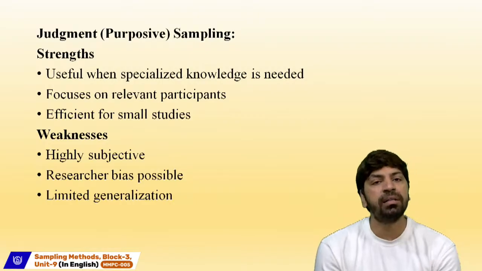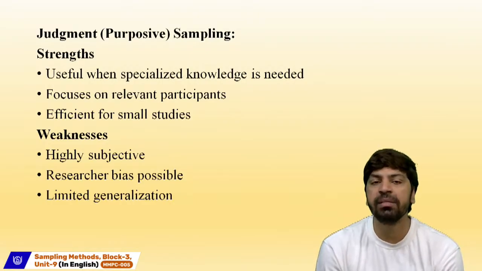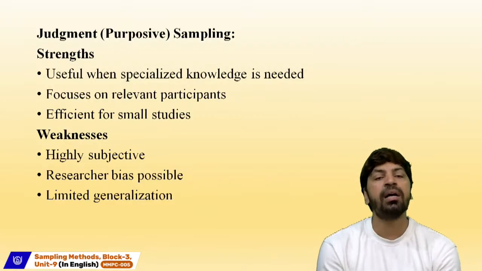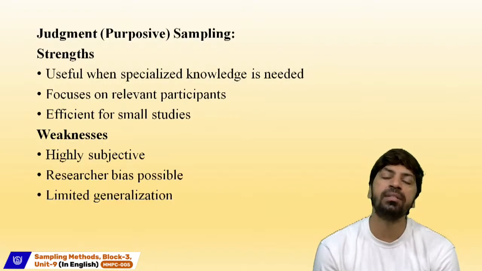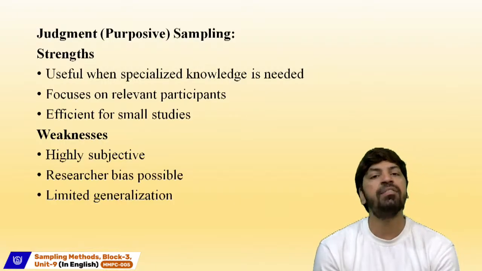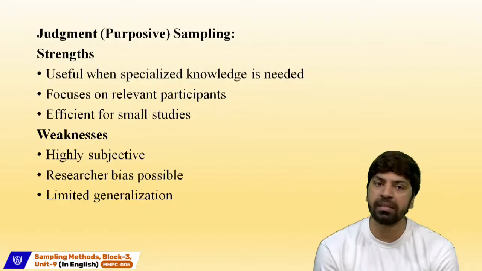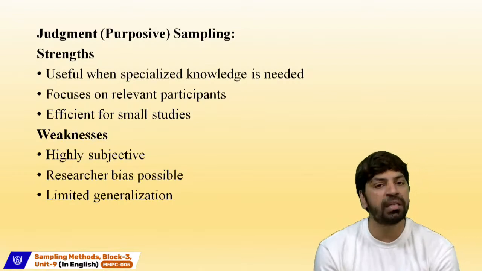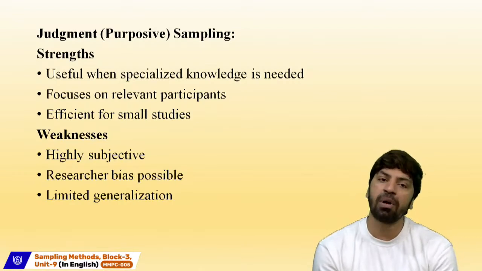What are the strengths and weaknesses of judgment sampling? Its strengths are that it is useful when specialized knowledge is needed. It mainly focuses on relevant participants and is efficient for small studies. A few weaknesses are that it is highly subjective, researcher bias is possible, and there is limited generalization of results.